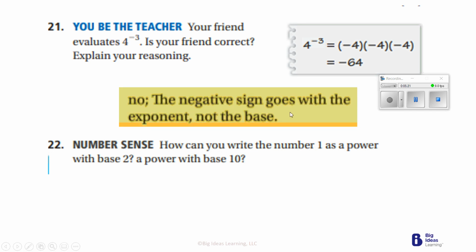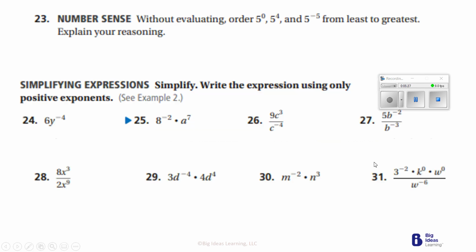The negative sign goes with the exponent, not the base. Okay? Let's go on to number 23. Without evaluating, order 5 to the 0, 5 to the 4, 5 to the negative 5 from least to greatest.